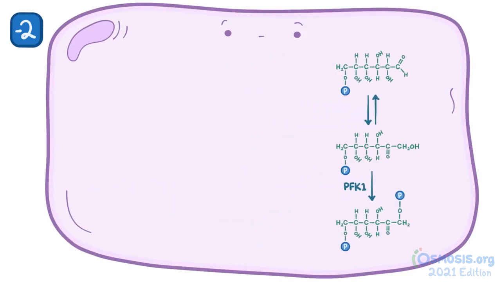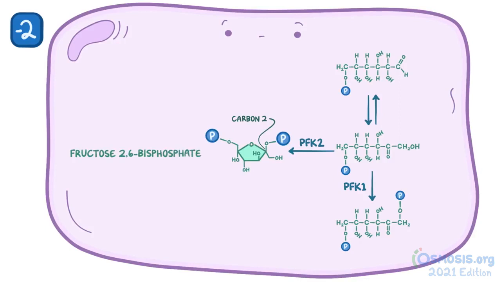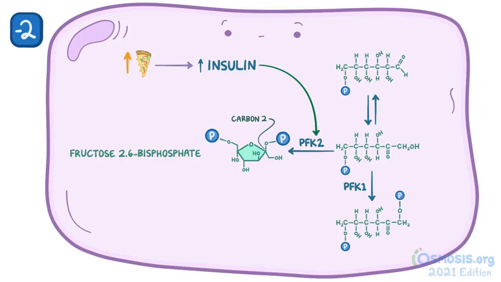Because of this, cells closely regulate PFK1 activity by using another enzyme, called phosphofructokinase 2, or PFK2. PFK2 can also phosphorylate fructose 6-phosphate, but it adds phosphate to the second carbon instead, making fructose 2,6-bisphosphate. PFK2 activity varies depending on the level of glucose in the blood. When the body is well fed, like right after eating that slice of pizza, blood glucose levels go up, and the pancreas secretes insulin, which activates PFK2 and results in more fructose 2,6-bisphosphate.